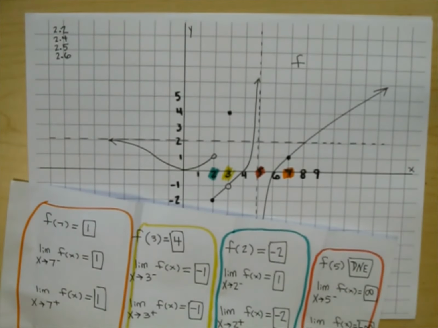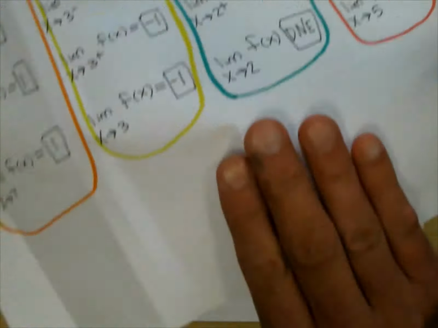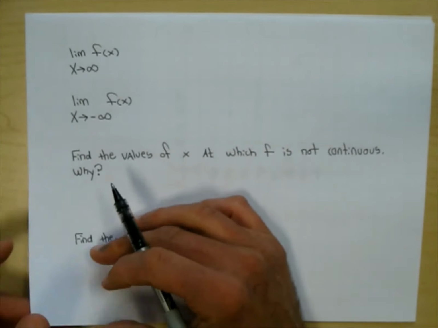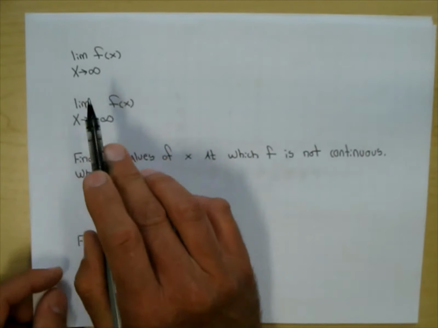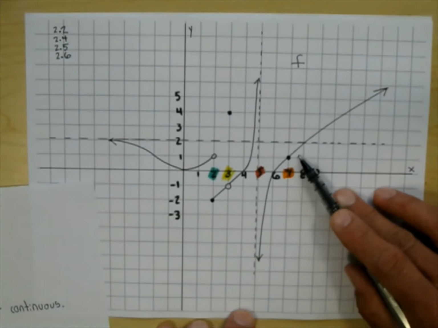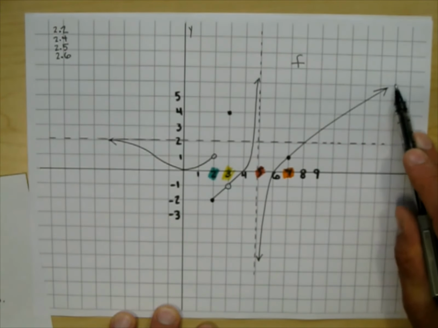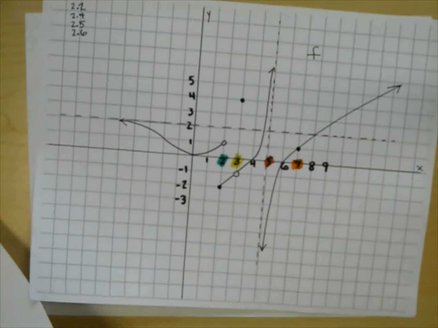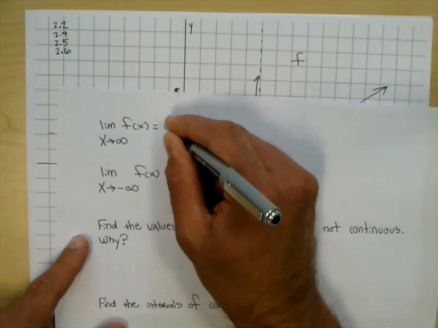So let me move my pins here. Okay, I don't think we need colors on this one, but you never know. What is the limit of f as x approaches infinity? Okay, so as x approaches infinity, which y value are you going to? Well, it looks like it's just going up, which means in terms of y values, you are going to infinity. So this equals infinity.